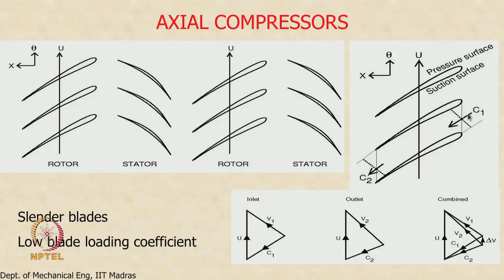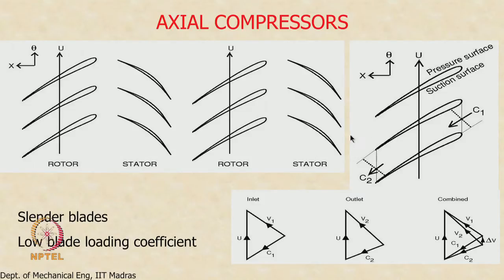And we also saw that the relative velocity vector under design conditions is tangential to the surface of the blade. So, the flow enters tangentially to the surface of the blade and also departs tangentially at exit under design operating condition.